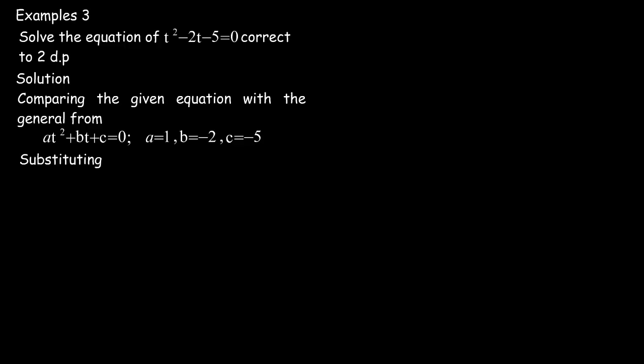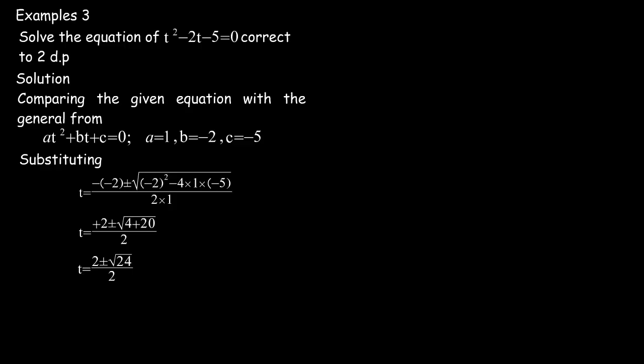Now substituting into our general quadratic formula, t will be equal to minus in bracket minus 2, plus or minus the square root of minus 2 in bracket squared minus 4 times 1 times minus 5 in bracket, all divided by 2 times 1, which will make t equal to plus 2 plus or minus the square root of 4 plus 20, divided by 2, which will be equal to 2 plus or minus the square root of 24, divided by 2.